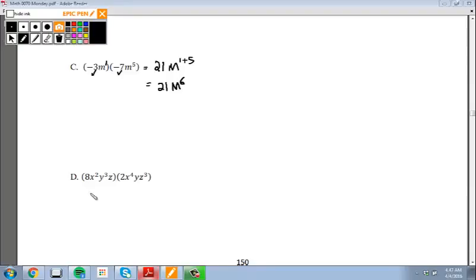Alright, so they're going to get a little bit harder in D, but only because we're mixing multiple variables together. So we have an 8 and a 2, so 8 times 2 is 16. Then let's look at the x's. Again, we have x to the 2 plus 4. Then let's look at the y's, 3 and a 1 again, so 3 plus 1. And then z to the 1 plus 3. So our final answer is 16, x to the 6, y to the 4th, z to the 4th.